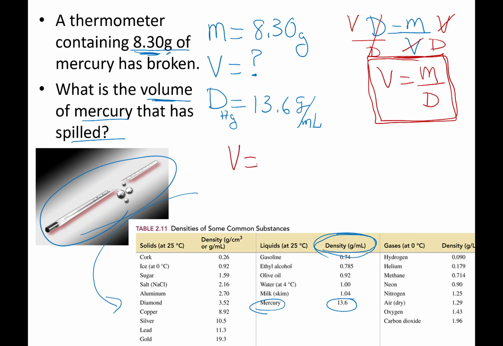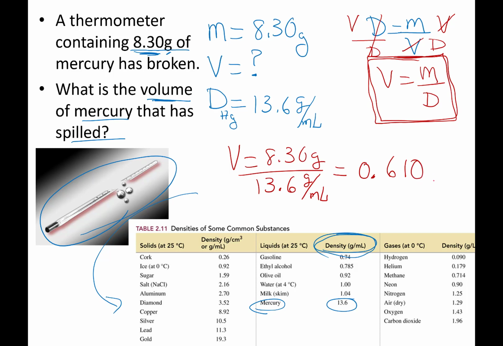I'm now going to put the numbers into the equation. 8.30 grams divided by 13.6 grams per milliliter. When I do that division, I ended up with 0.610. Now, what units should go on there?